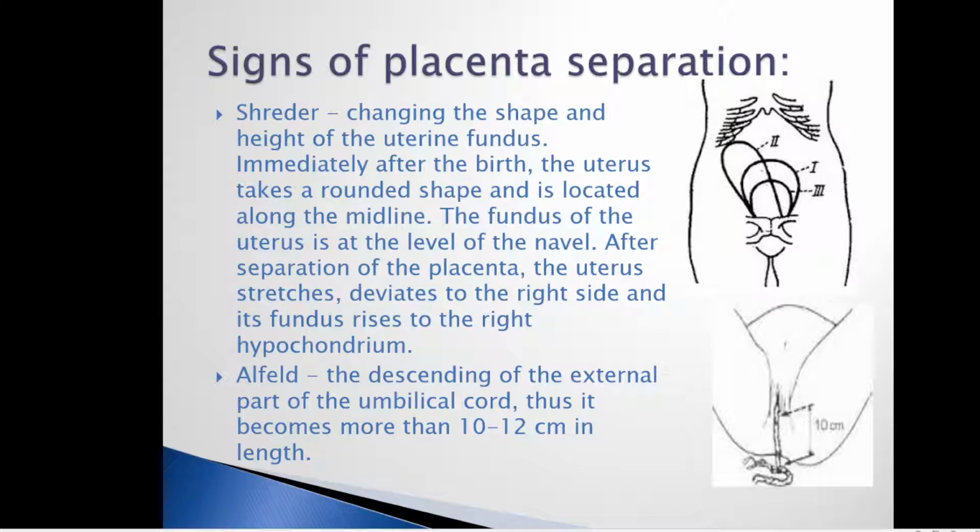Another is the Alfeld sign, the descending of the external part of the umbilical cord, so that it becomes more than 10 to 12 centimeters in length. If this happens, the placenta has separated from the uterine wall. It's a positive Alfeld sign.